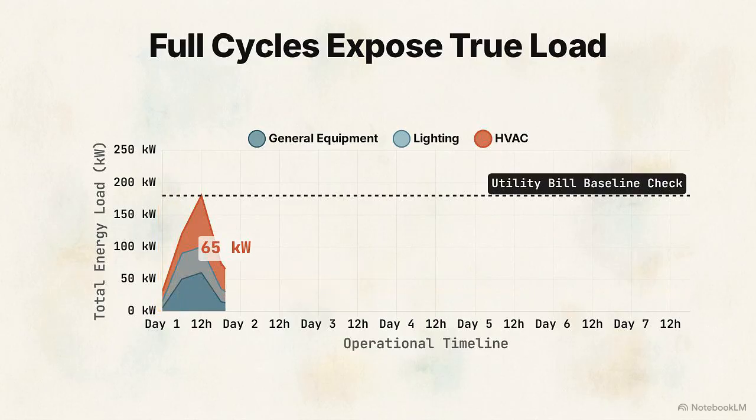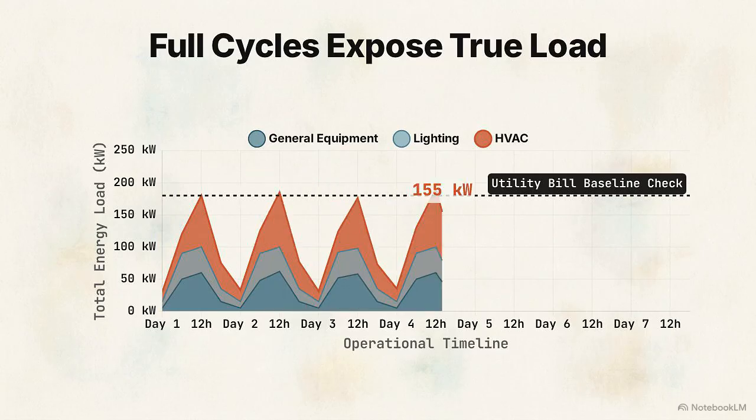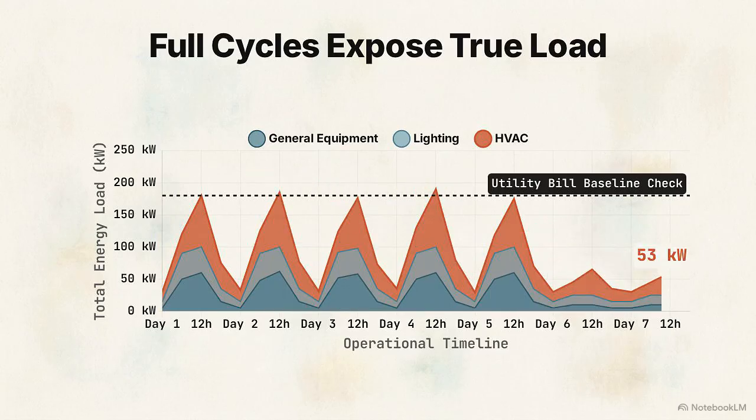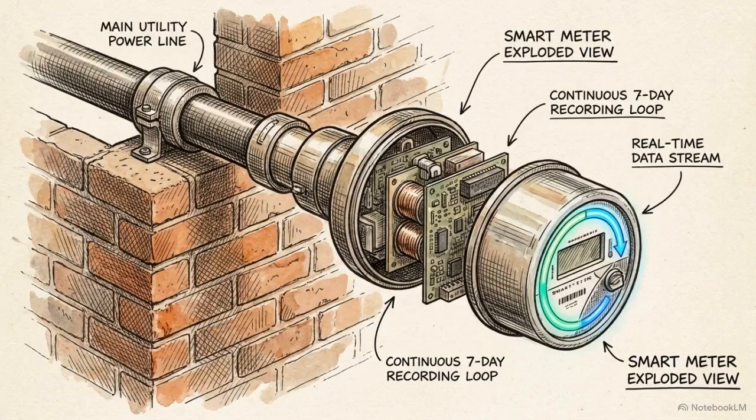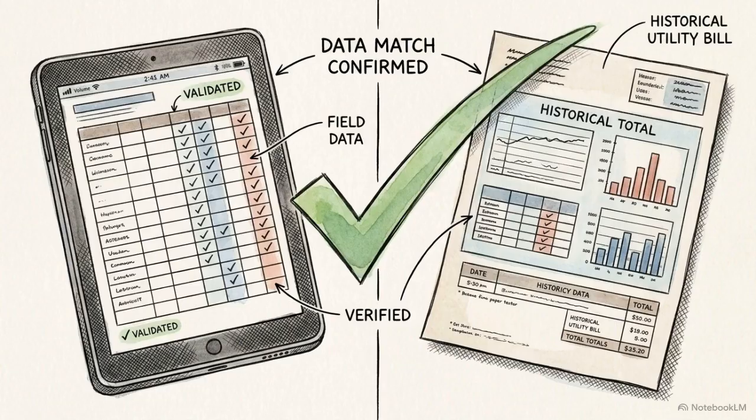To capture a full operational cycle, record HVAC system load cycles for 1 to 7 days. The main incoming supply requires 7 consecutive days of logging to build a reliable load profile. If your calculated field totals match the historical utility bills after applying these durations, the baseline data is officially verified.